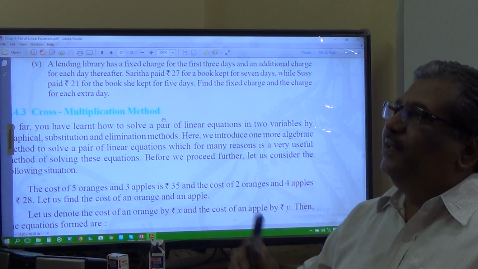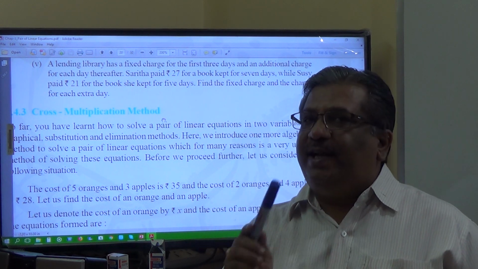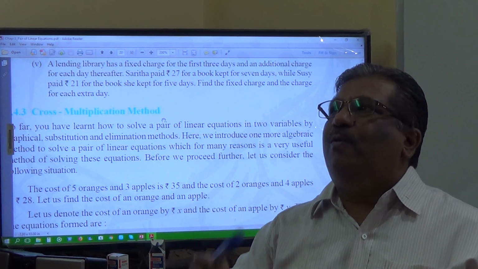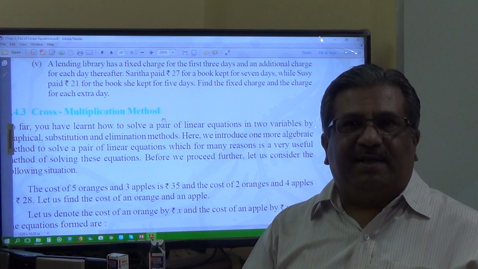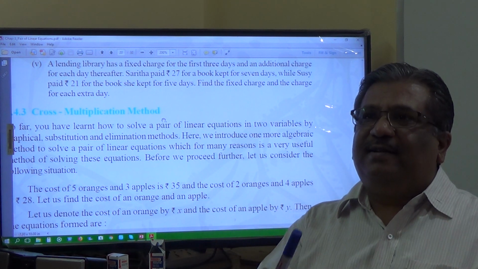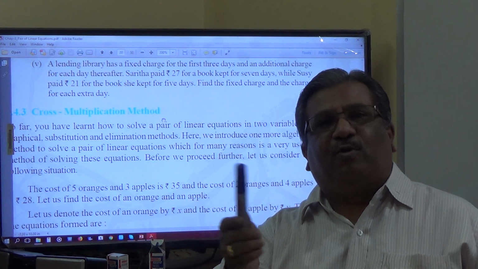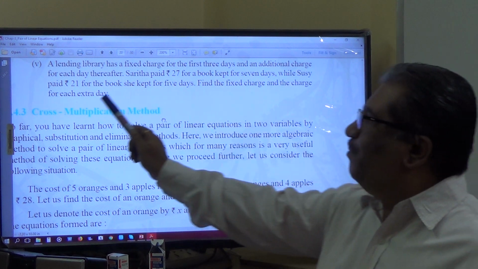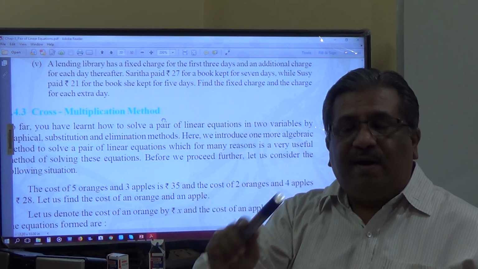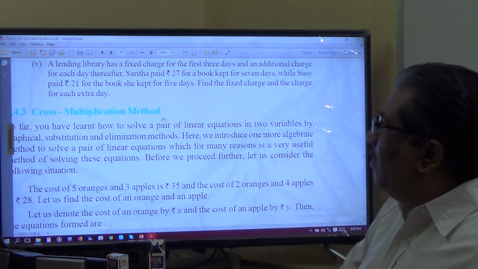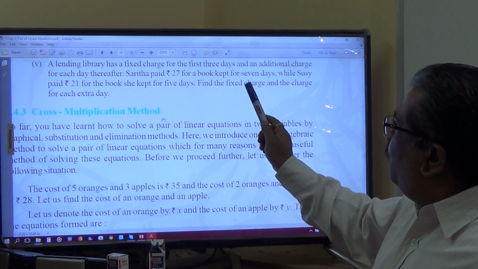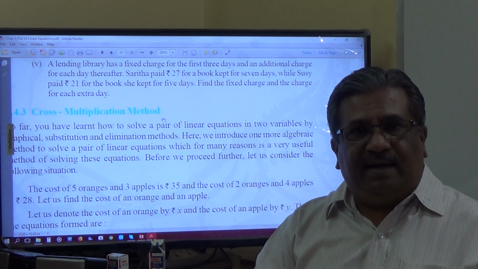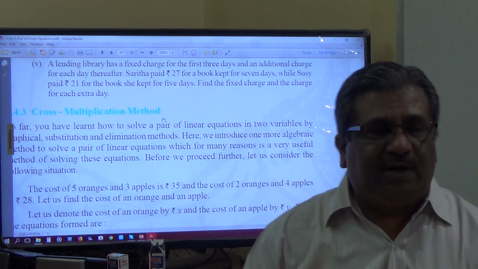Again, the way the question is asked, that way the variables need to be assigned. Dear students, very important. You cannot assume your own writing for assigning the variables. No, you must extract the assignment of variables from the question itself. The question here is find the fixed charge and the charge for each extra day. Therefore, assigning of the variables could be, let the fixed charge be x and the charge for each extra day be y. Please look at the question. Meantime, I will clear the board.